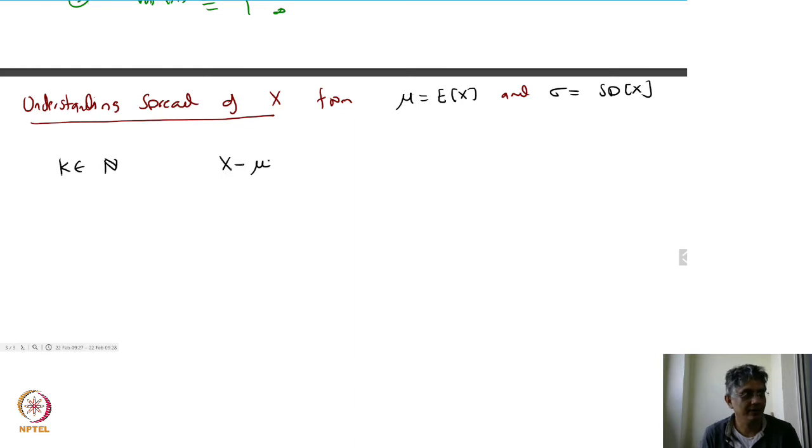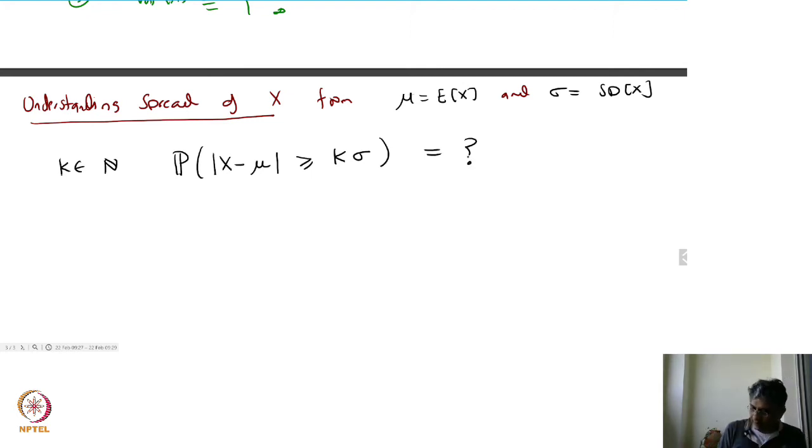mean. Okay. So let's say I want to know the event, what probability the event has of, let's say, X minus mu is at least K units away from, K standard deviation units away from the mean. Okay. So I want to know what the probability of this is. What's the probability of this event?